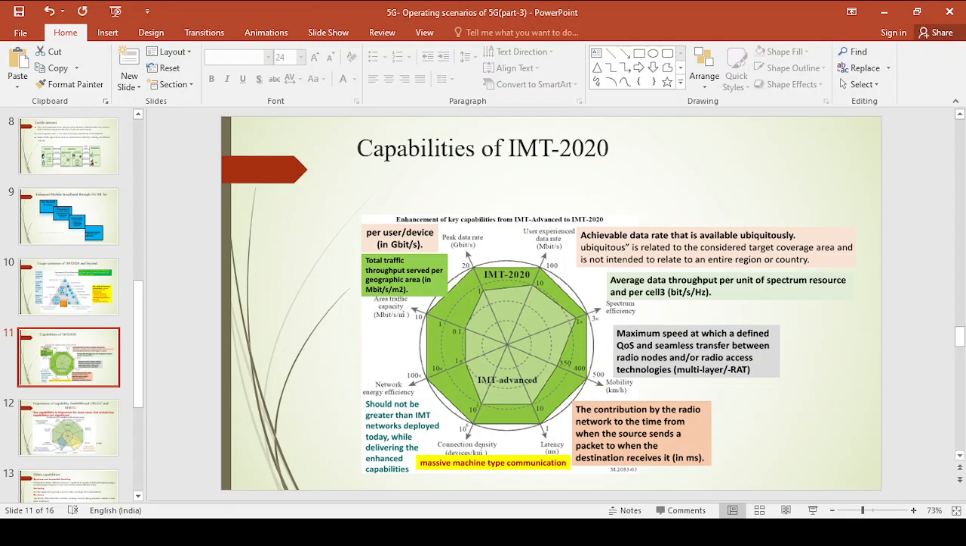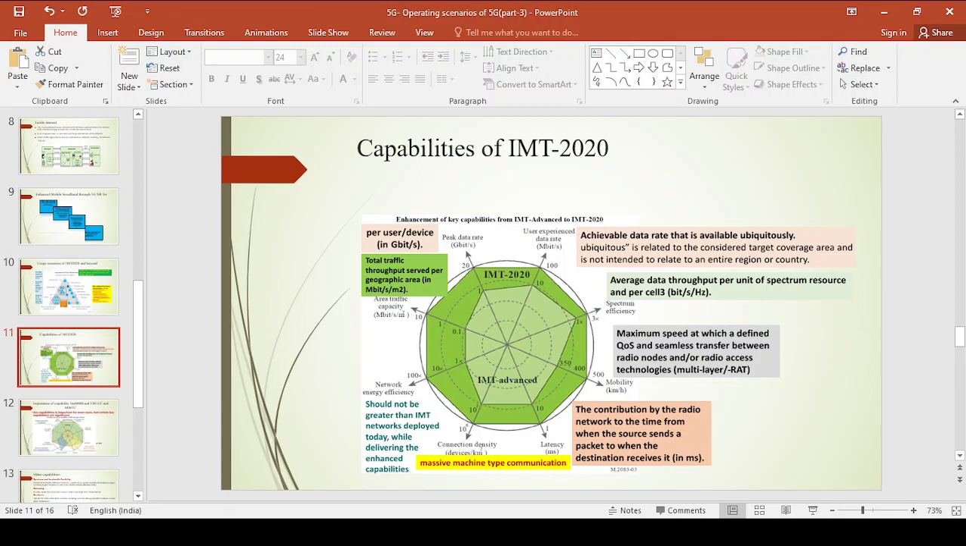Now coming to the area traffic capacity. What is area traffic capacity? Traffic throughput served per geographic area, and its units are megabits per second per meter square. The total traffic throughput served per geographic area is nothing but the area traffic capacity. Now this value is 0.1 for IMT advanced and it is 10 for your 5th generation system. Again the traffic capacity is increased.